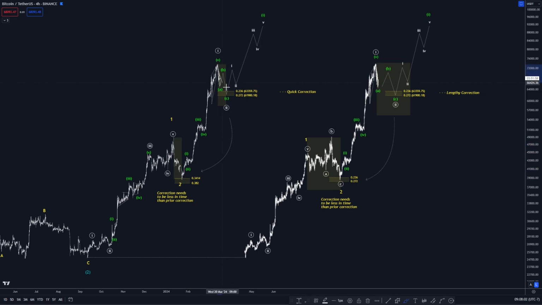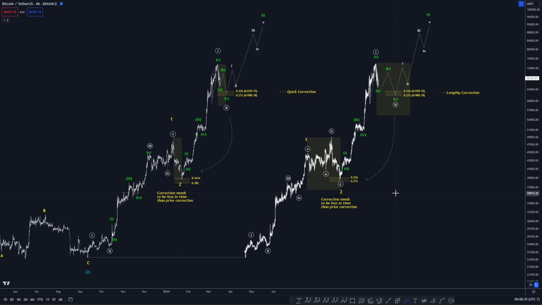Meaning if this corrects like this, then this is likely to be invalidated. Then we have to move over and look at it from this perspective, where we do have a lot more breathing room here to correct. We've got the time to make a nice healthy correction based off of our pivot being right here, and then having the A, B, C observed like this as a shallow flat correction.